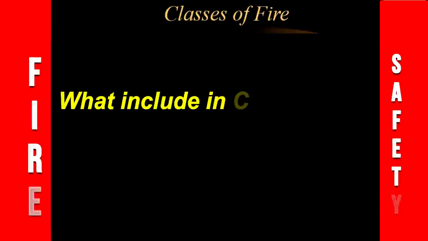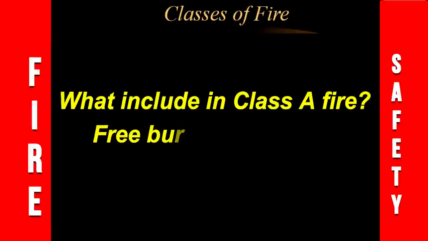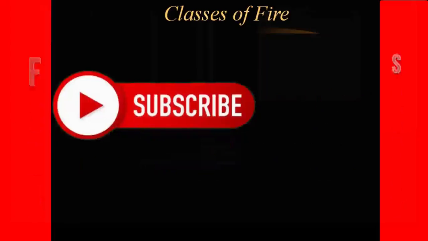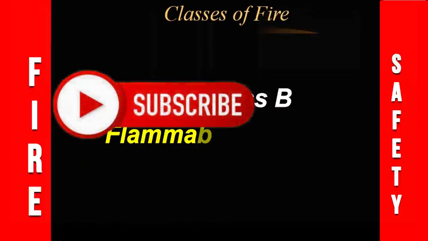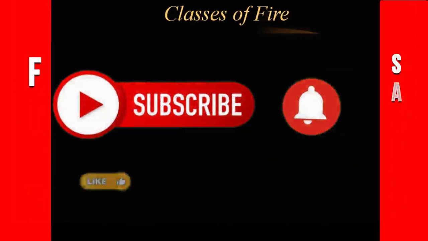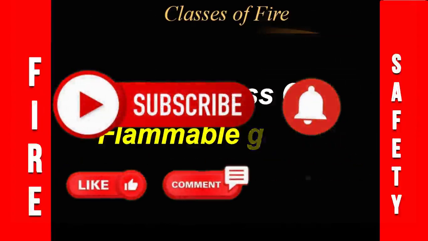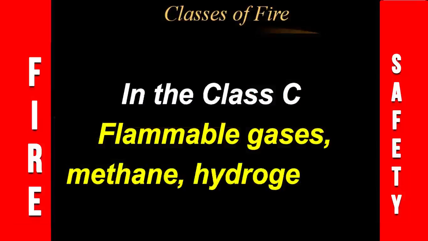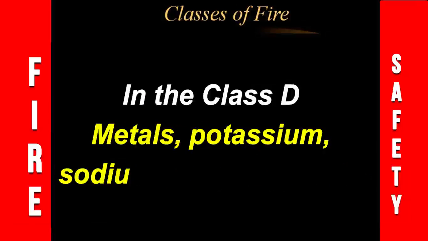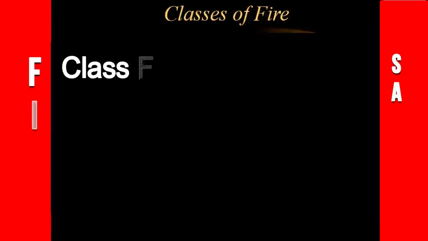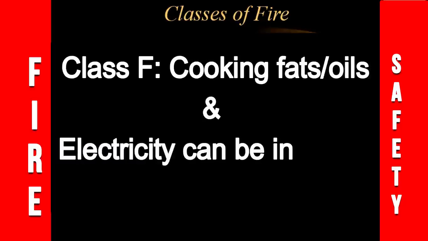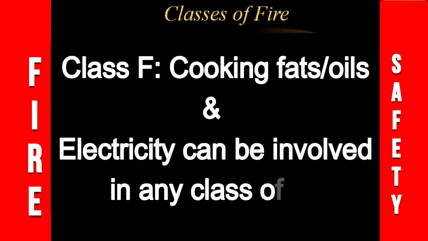What is included in class A? Free burning materials: paper, wood, plastics, etc. In class B, flammable liquids, for example petrol, diesel, solvents, etc. In class C, flammable gases: methane, hydrogen, etc. In class D, metals: potassium, sodium, magnesium, etc. Class F, cooking fats or oils. And electricity can be involved in any class of fire.